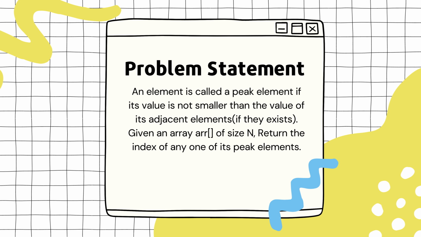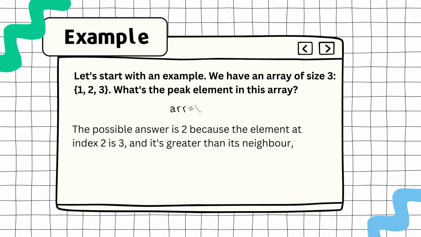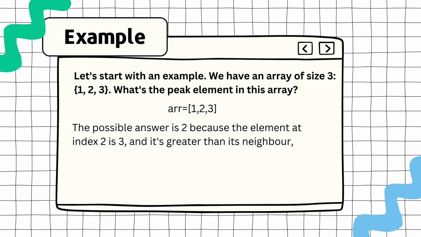The problem statement says that an element is called a peak element if the value is not smaller than the value of its adjacent elements, if they exist. In this problem, we have been provided an array named arr, and the size of the array as n. As per the solution of this problem, we have to return the index of any one of its peak elements. Let's first understand the problem using an example.